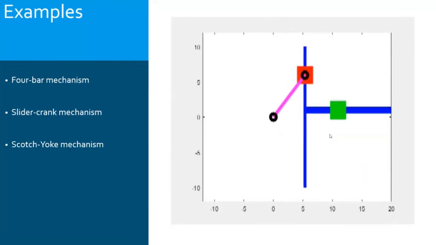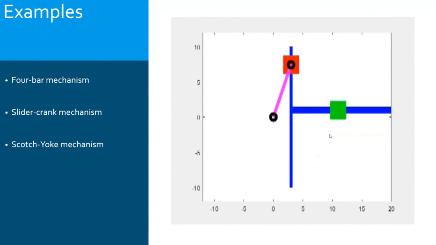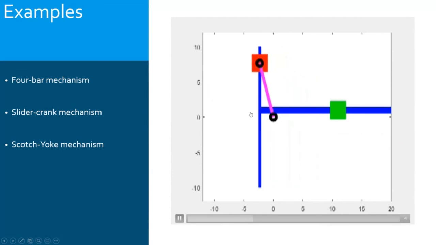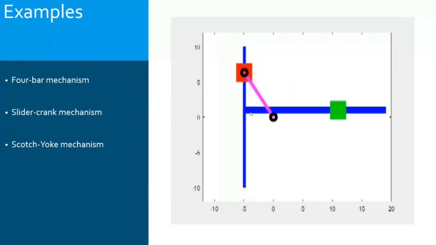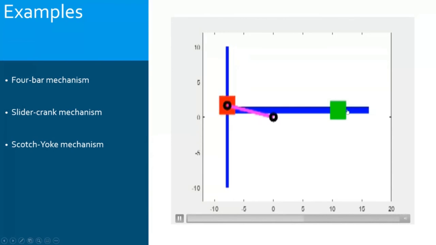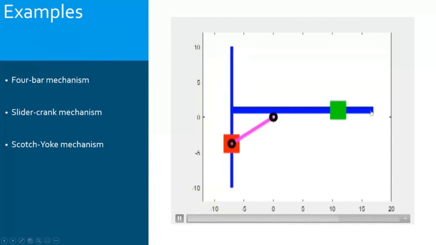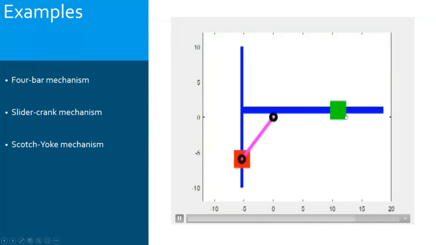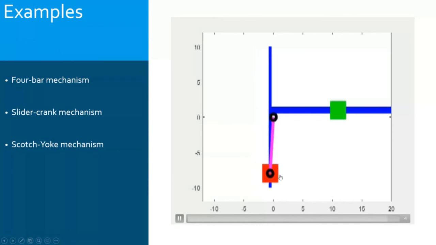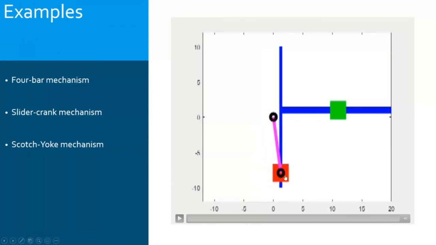We have another example, the Scotch yoke. Here, starting from the four bar mechanism, we change two bars by two sliders. What is in blue here, like a T-shaped blue body, is a kind of slider. That's why I said mostly sliders are drawn as rectangles, but sometimes we need to draw them differently.